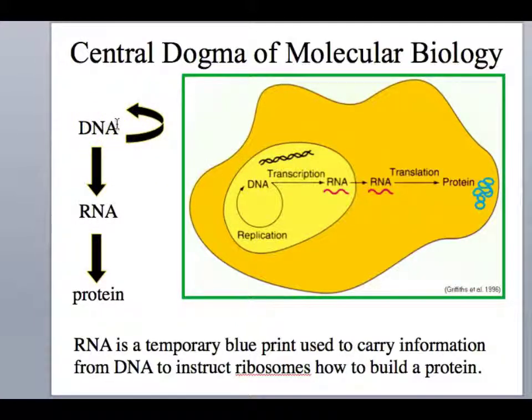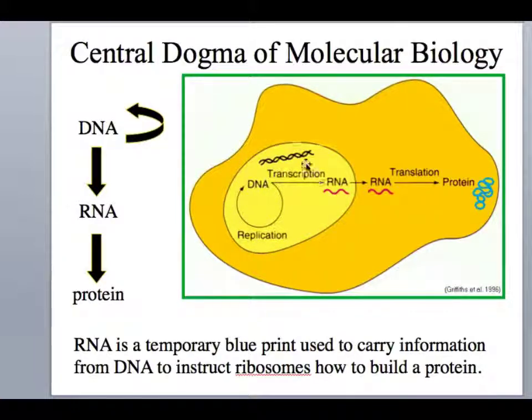Okay, so when cells are dividing, you want to make sure you have a perfect copy of that DNA to go on to the next cell. That's just called replication. And whenever the DNA needs a working copy, it makes RNA, and that's called transcription. So DNA copying itself is called replication.